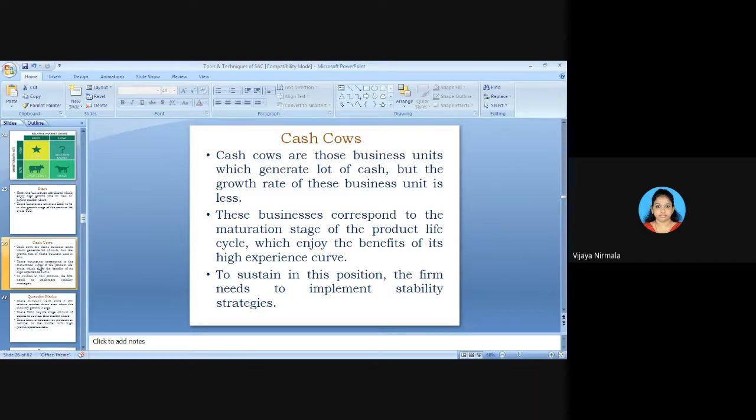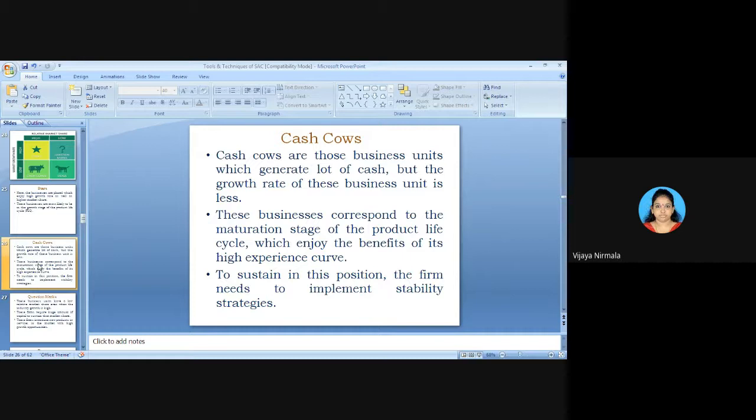They used to generate a lot of cash, but the growth rate of these business units is less. These businesses move to the maturity stage of the product life cycle, and they enjoy the benefits of the high experience curve also. The products move to the maturity stage and they enjoy the profits, because they reach the high experience curve, right?